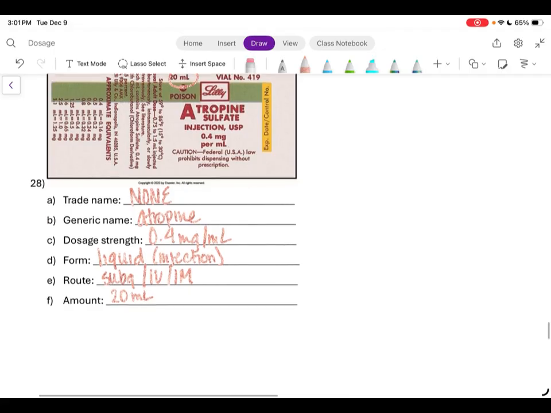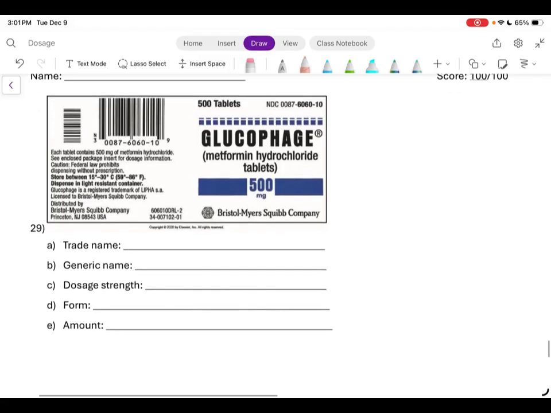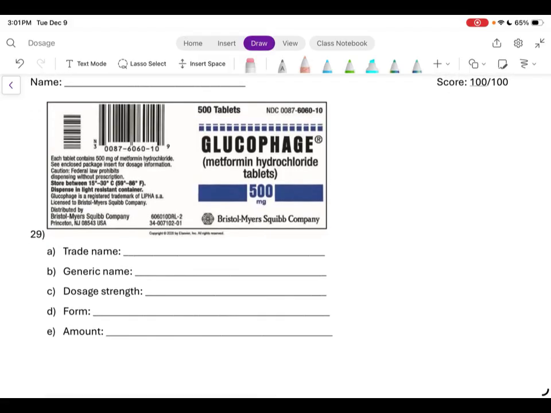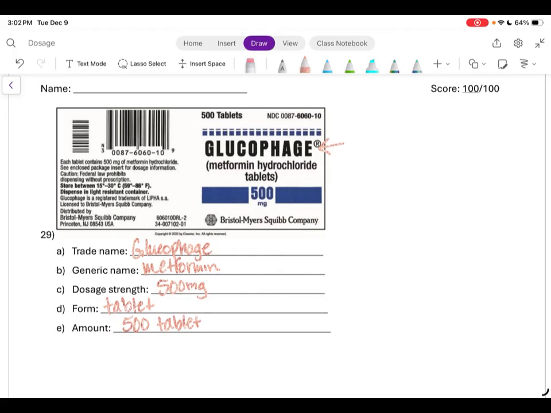All right, this label, again, kind of classic label, trade name Big Bold Glucophage. Generic name right below it, metformin. Dosage strength 500 milligrams. Your form is tablet. And then this label likes to be ironic. Your amount is also 500 tablets, right? 500 tablets here. This is the amount, right? And this is the dose. Don't confuse them.